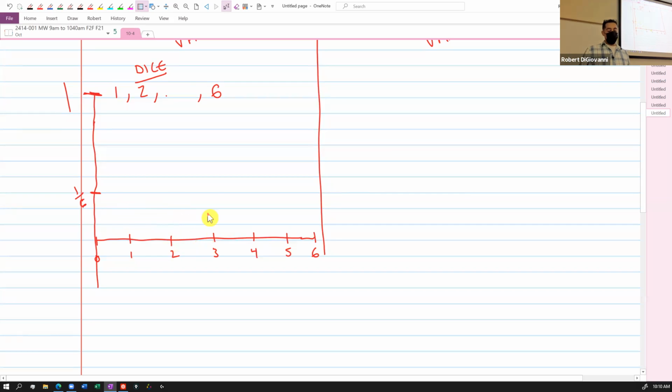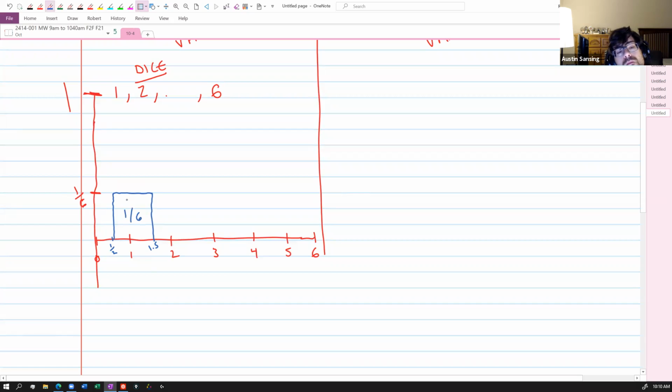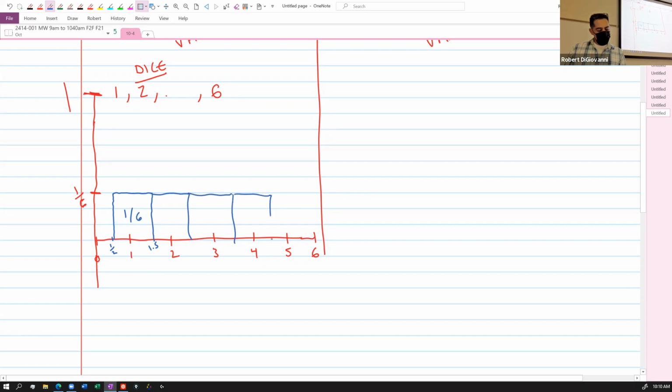Probability of getting 2 is 1/6. Probability of getting 3, right? All of them are 1/6. So the way I'm going to represent that geometrically is this. I'm going to create a rectangle that goes up to 1/6, starting at 0.5 and ending at 1.5. So how wide is this rectangle? 1. How tall is it? 1/6. What's the area of that rectangle? 1 times 1/6, 1/6, right? I do that for each of these outcomes: 2, 3, 4, 5, 6, right? Each one of those has an area of what? 1/6, right?